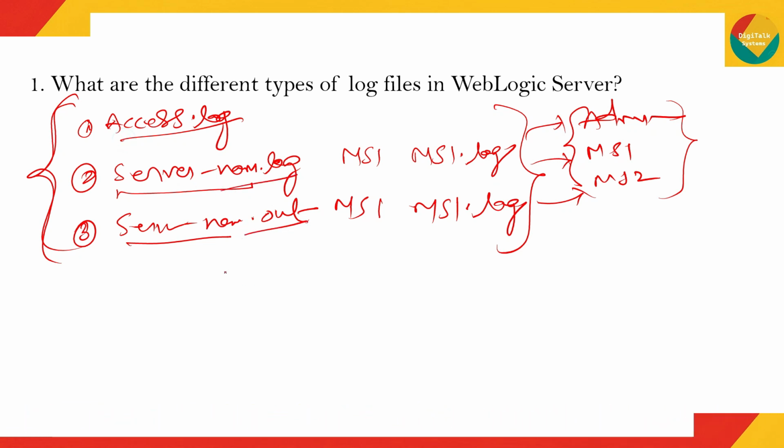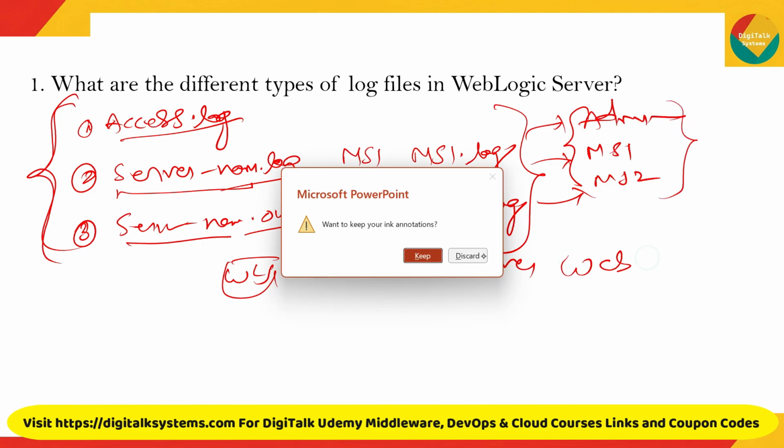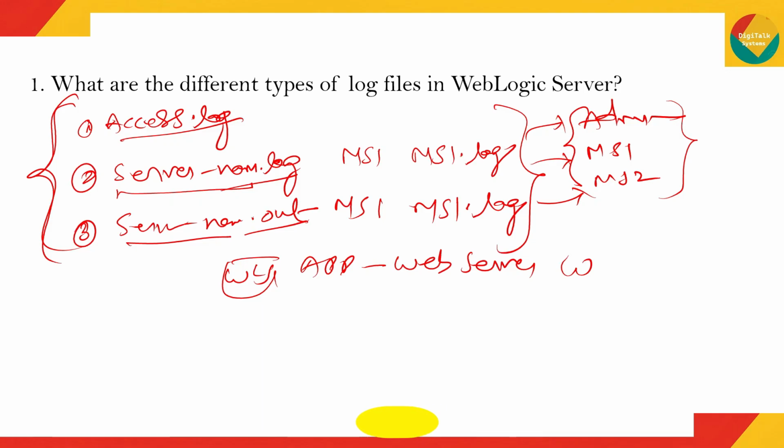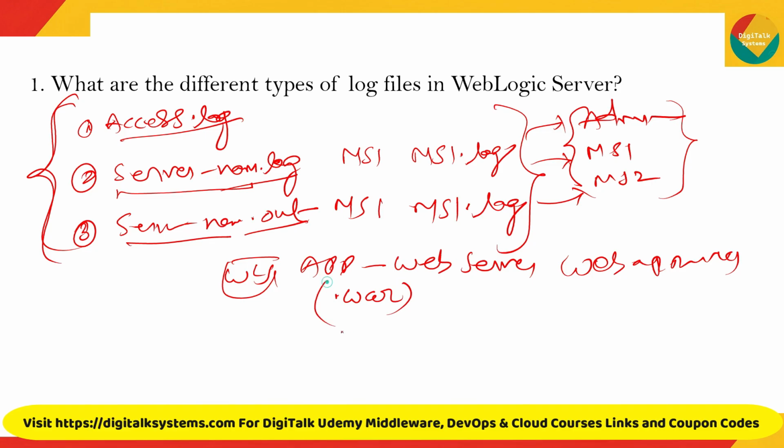We know that WebLogic is an application server, and it acts as a web server as well, because we can deploy web applications, like the .war file, in the WebLogic server. That means the application that we access with the help of HTTP or HTTPS from the browser.